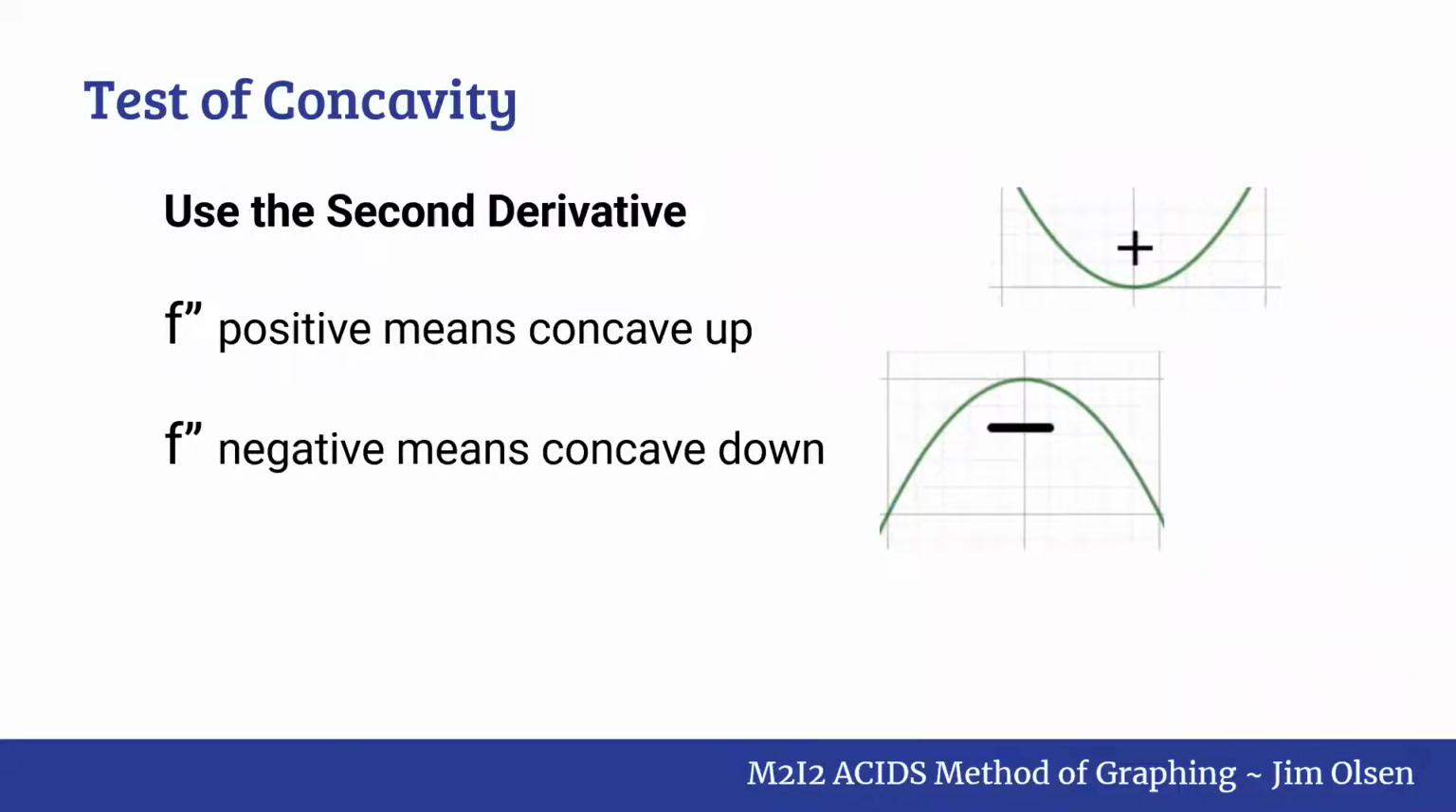Now for concavity. To determine concavity, we're going to be using the second derivative. If f double prime is positive, it's concave up. If f double prime is negative, it's concave down. We could say much more about concavity, but I'll leave that for another video.